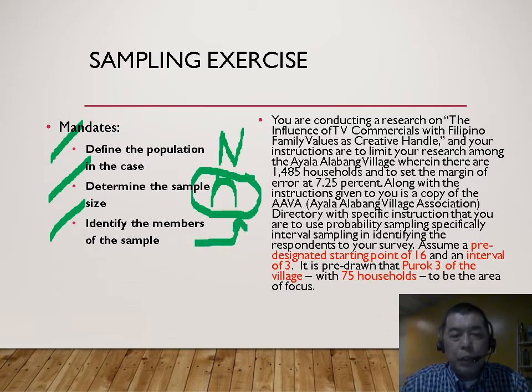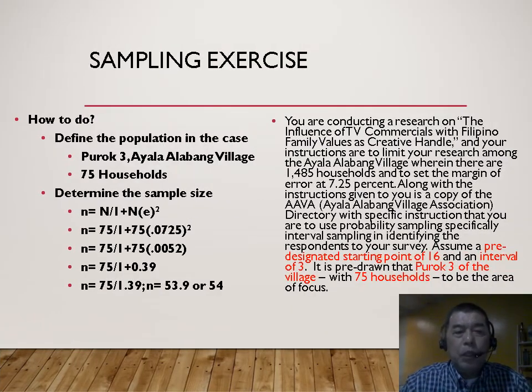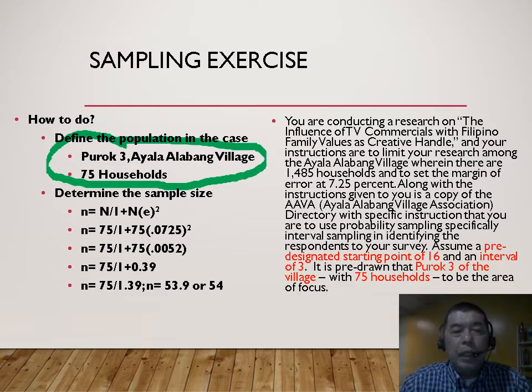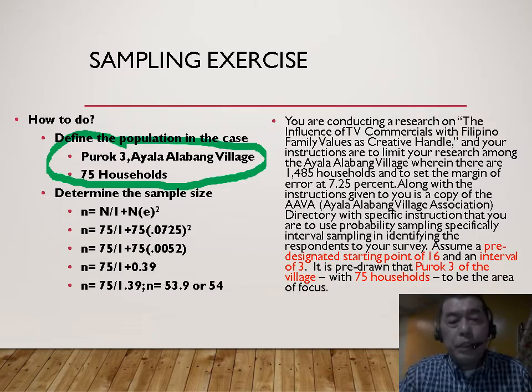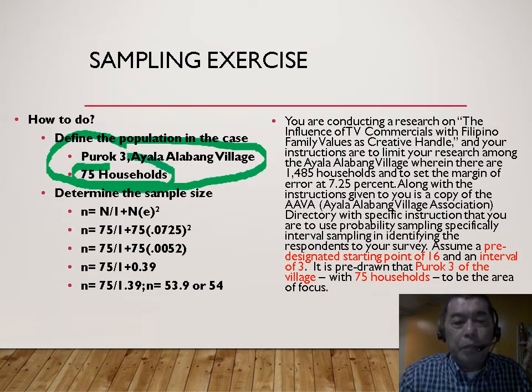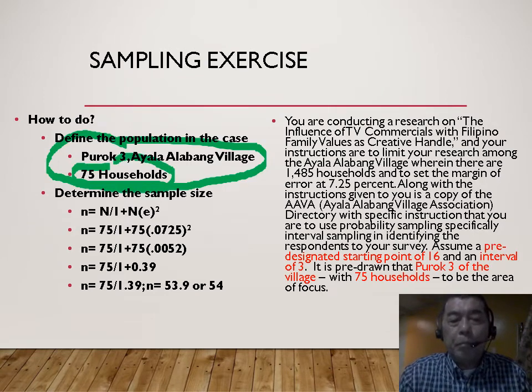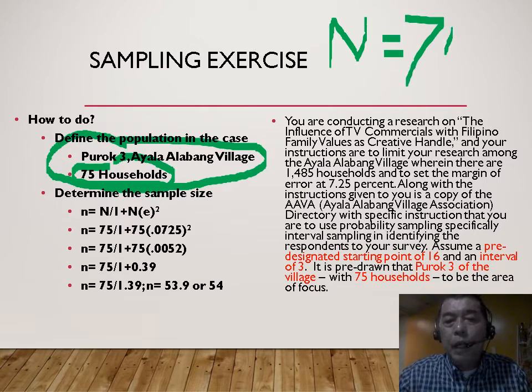So what are you going to do? You have to compute the population size. The cluster is in Purok number 3, okay? And the household is consisting of 75 households in Purok number 3. So, meaning to say, your capital N is 75 households. So, you will identify your small letter n. Okay?